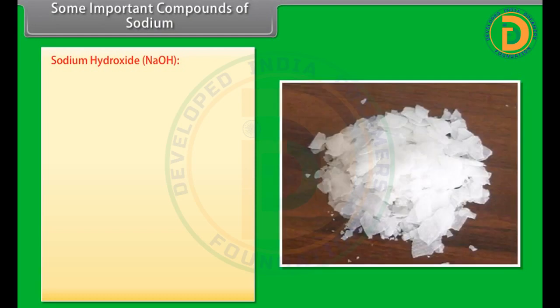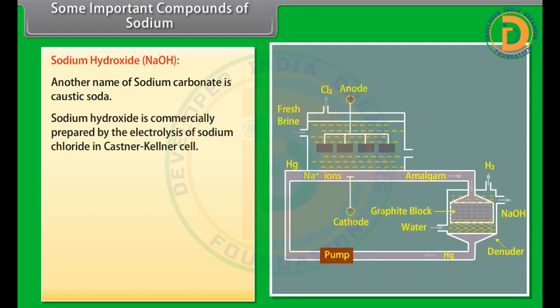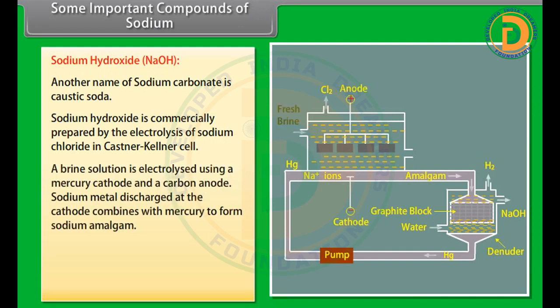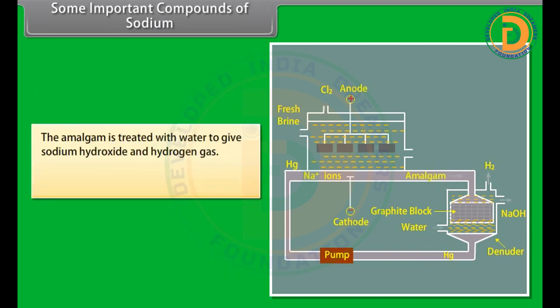Sodium hydroxide. Another name of sodium hydroxide is caustic soda. Sodium hydroxide is commercially prepared by the electrolysis of sodium chloride in Castner-Kellner cell. A brine solution is electrolyzed using a mercury cathode and a carbon anode. Sodium metal discharged at the cathode combines with mercury to form sodium amalgam. The amalgam is treated with water to give sodium hydroxide and hydrogen gas.